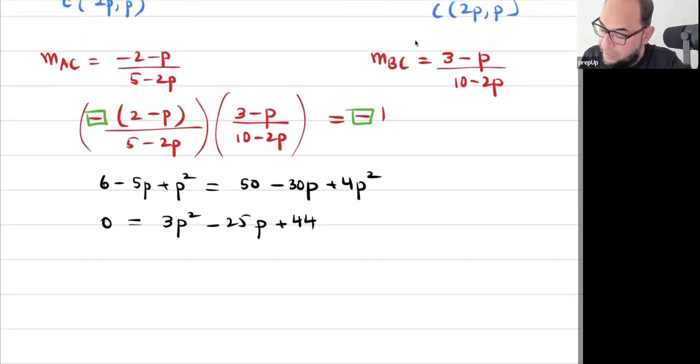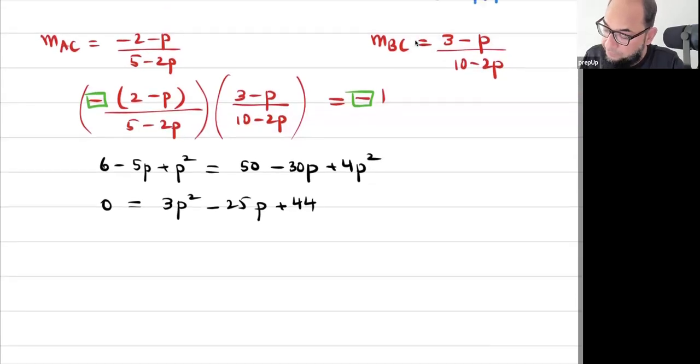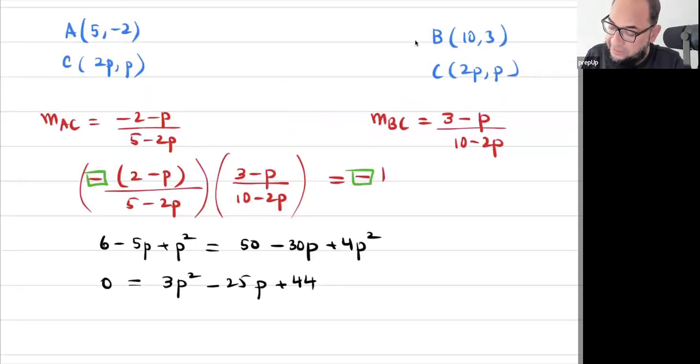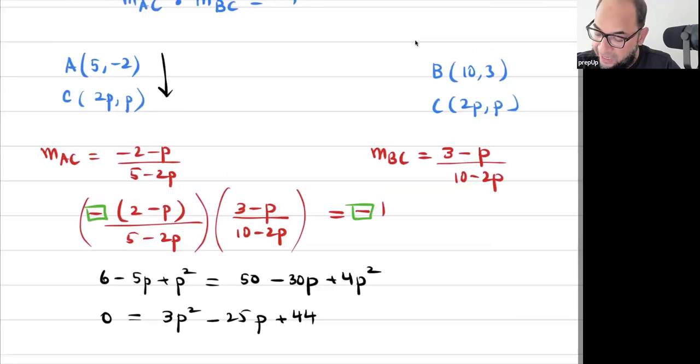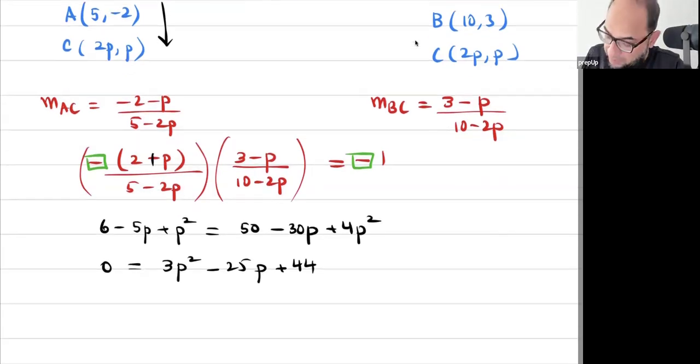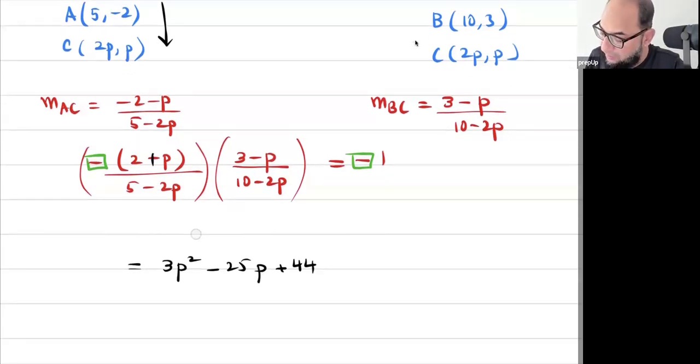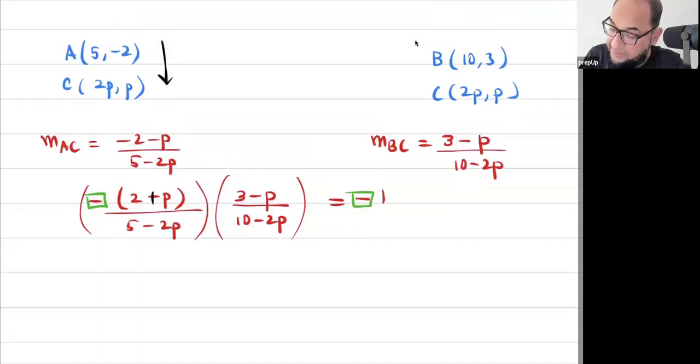Why is it 31? Let me just double check my working, because it's going on the other side. First of all, this is 5 and negative 2, 2p and p, minus 2 minus p. Minus taken, so this is positive. That's a mistake. Okay, so I took the minus out, but I forgot the negative sign, happens.